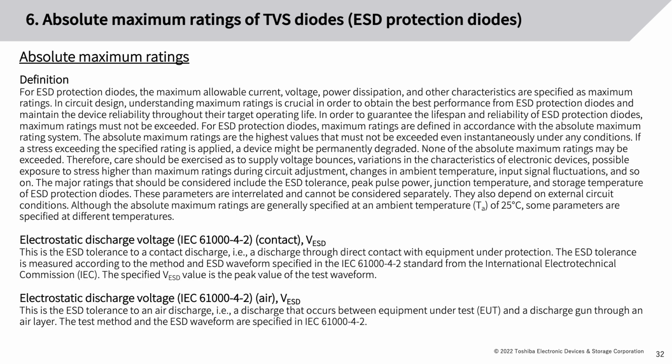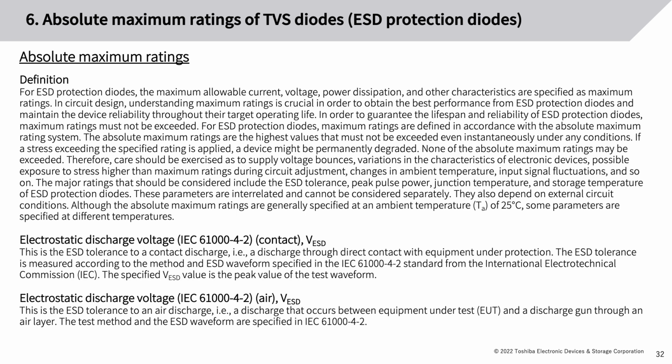The major ratings that should be considered include the ESD tolerance, peak pulse power, junction temperature, and storage temperature of ESD protection diodes. These parameters are interrelated and cannot be considered separately. They also depend on external circuit conditions. Although the absolute maximum ratings are generally specified at an ambient temperature TA of 25 degrees Celsius, some parameters are specified at different temperatures.